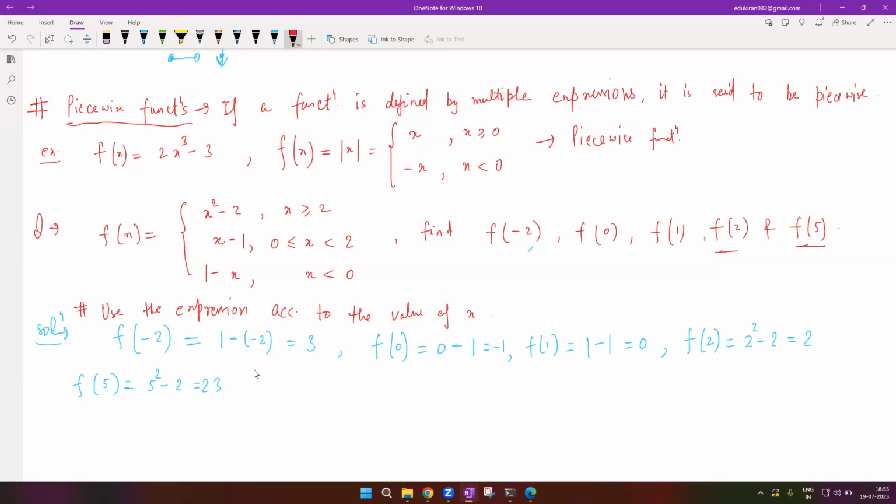Okay, then let's solve these last type of questions. And these type of questions have the highest probability to come in the exam. So let's solve one or two questions.